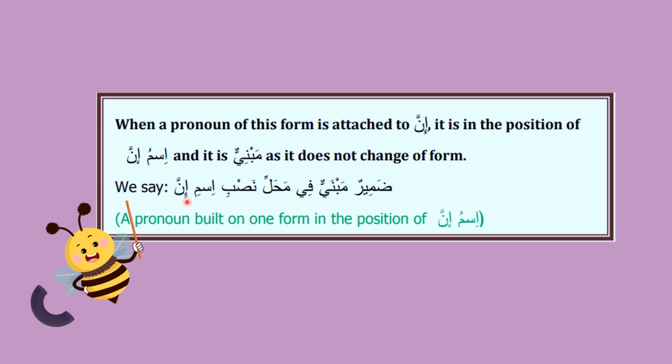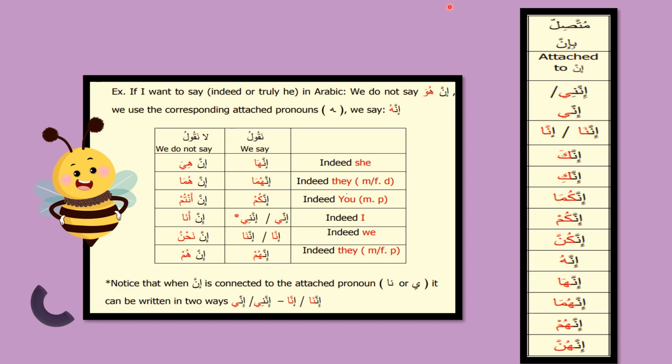Now here what is the difference? Instead of a noun, the damir is coming and it takes the position of ism inna. So this is really important. So now the damir that attaches with inna falls under the position of ism inna. Now here you can see all the damirs, the first category damirs, the ya mutakallim, the noon, and the kaf, kuma, and the ha. All the damirs can be attached with inna, but there is a slight difference with two of the pronouns, with the ya mutakallim and the noon of nahnu.